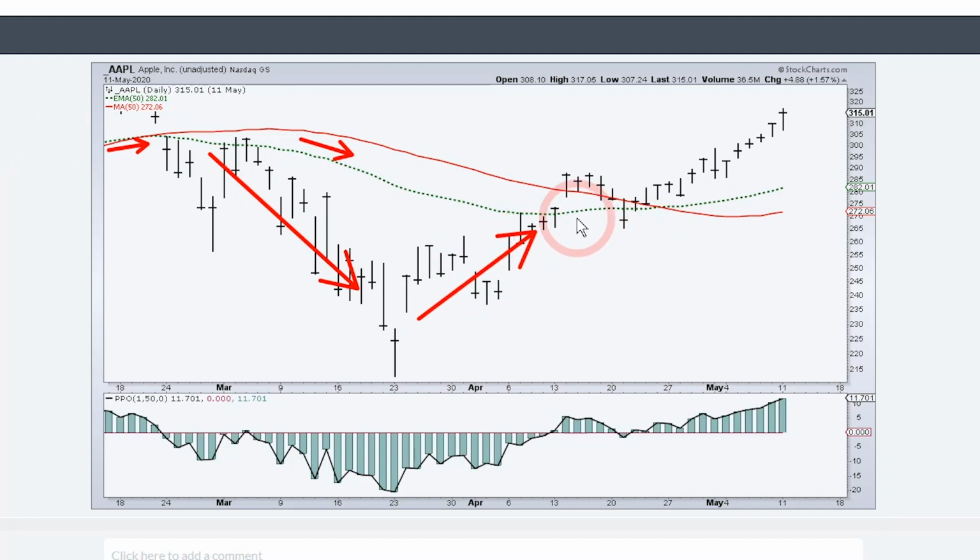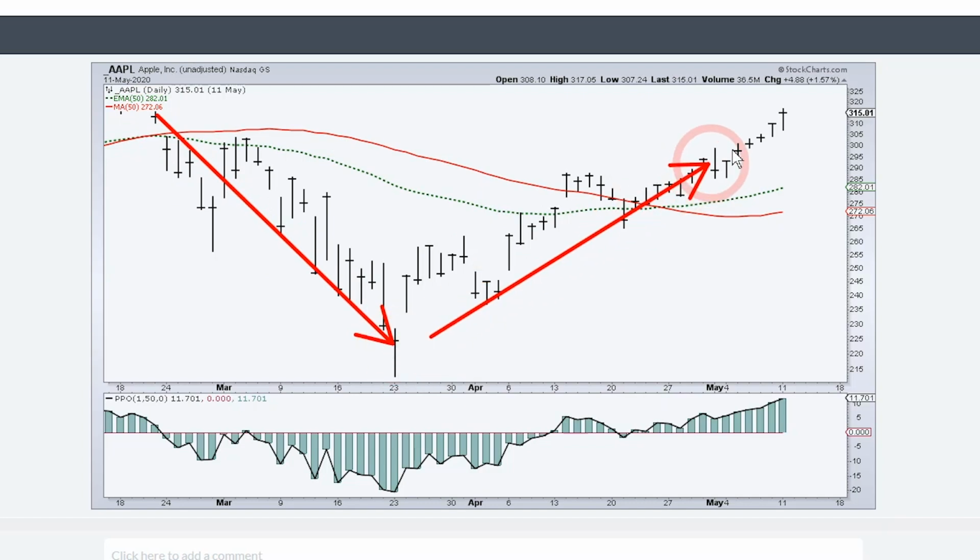And you can see on this rebound, the EMA started turning up in mid-April. Price got above the 50-day EMA in mid-April and pretty much stayed above into May. And the 50-day SMA continued down and just started turning the corner in early May. And this is for Apple, one of the stronger stocks that we've seen recently. So you got the big decline and you got the big advance.